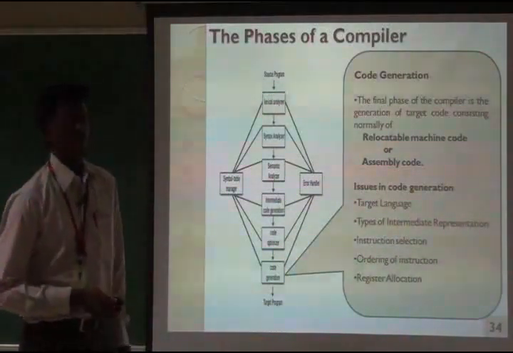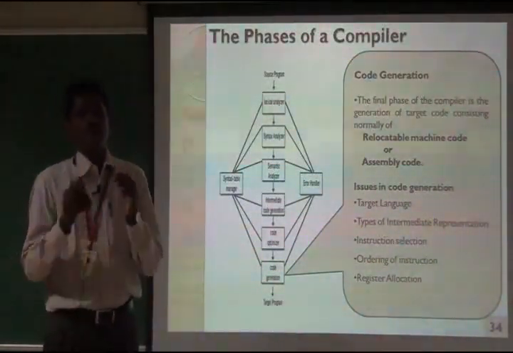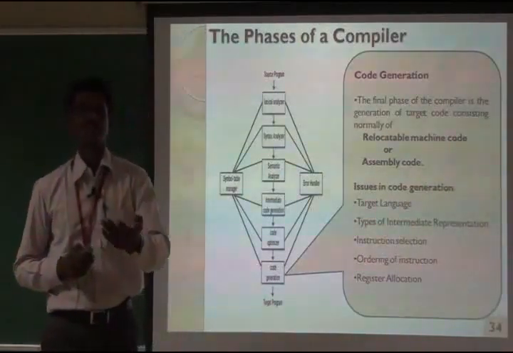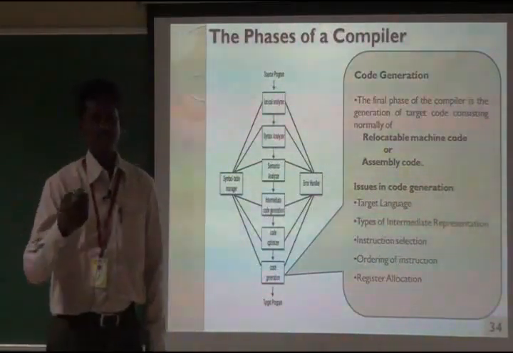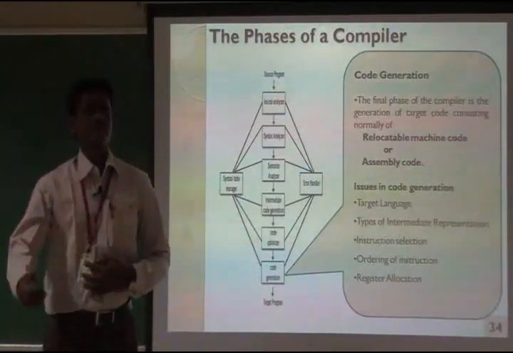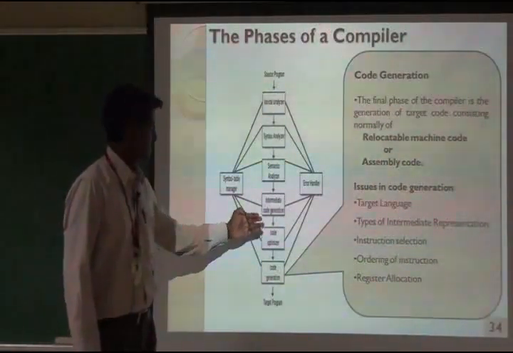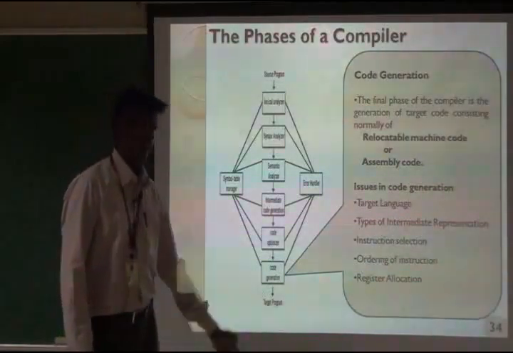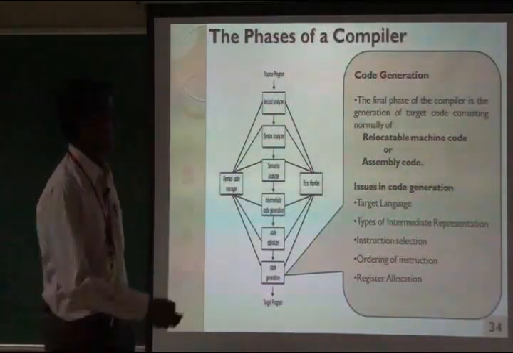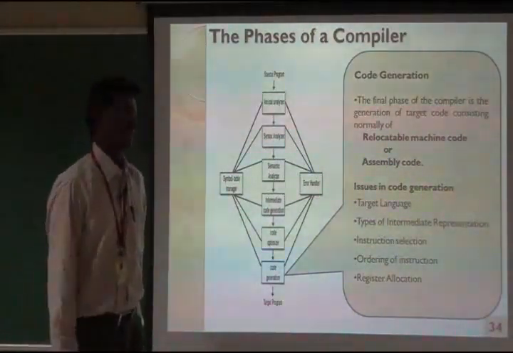In the final phase, the code generation. After the optimization process, now you have optimized intermediate code. Now you can go for code generation, target code generation. As we discussed, our target code may be an assembly code, an absolute machine code, or a relocatable machine code. Anyway, the optimized intermediate code is now converted to the target code using the code generation phase. So the output of code generation is either a relocatable machine code or an assembly code.